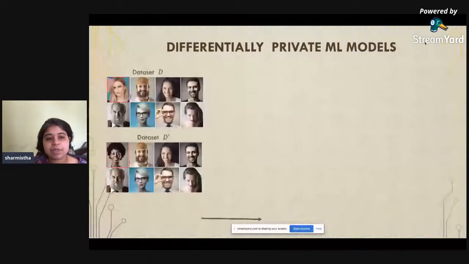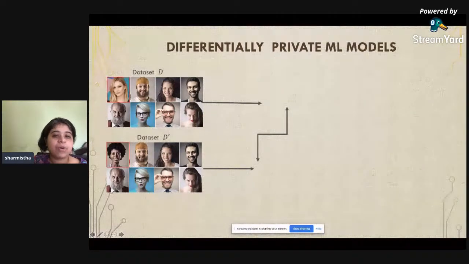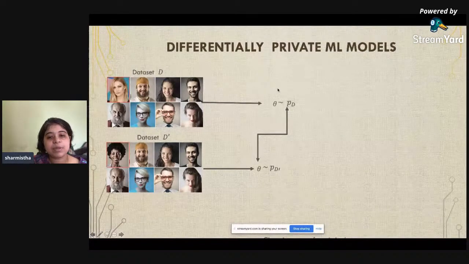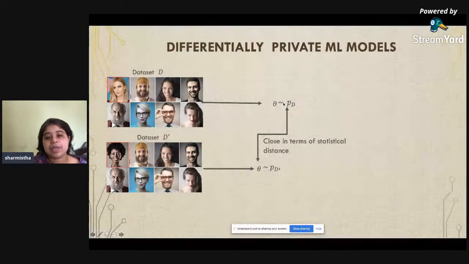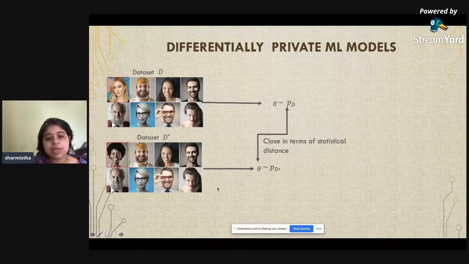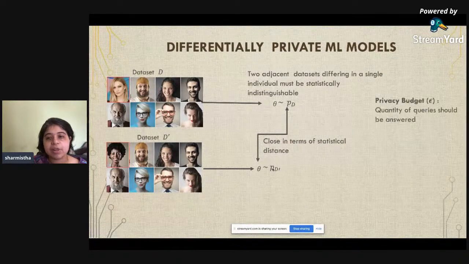As we have discussed, you have the D data set and the D dash data set. So what is the difference between D and D dash? Only this image is changing, and the rest are all the same. Check this. So we have two different inputs, this is D. The probability distribution on the D data set and the probability distribution on D dash are different in terms of statistical distance, and by a single individual they are different.